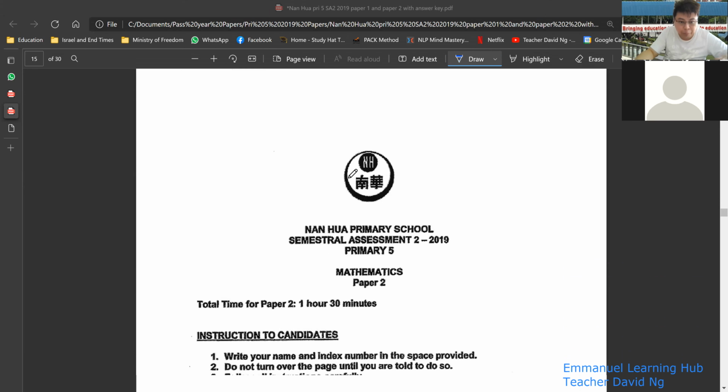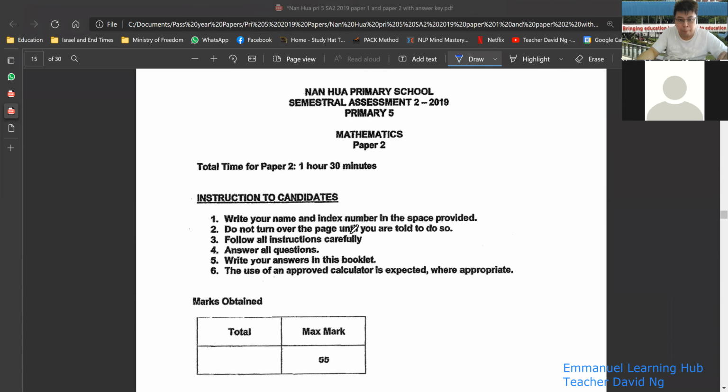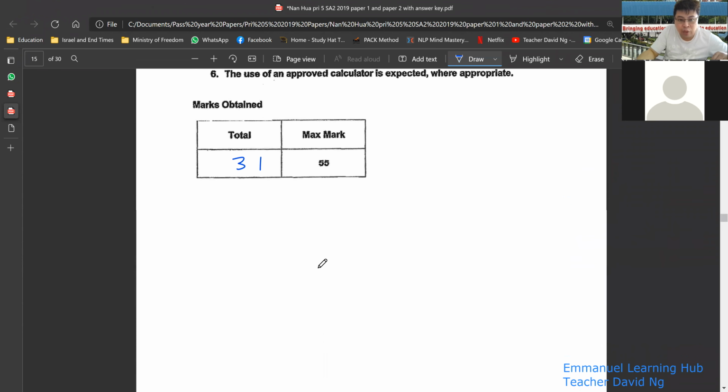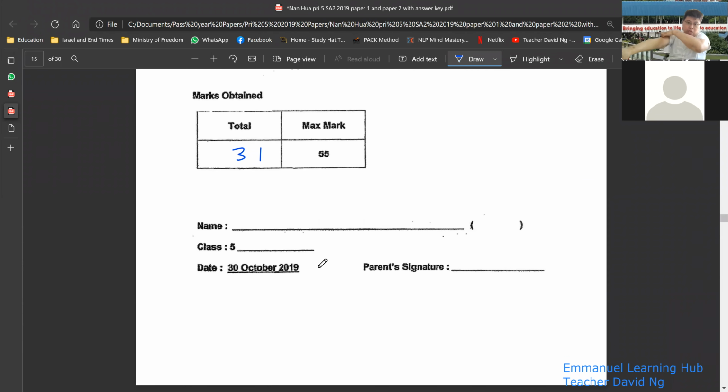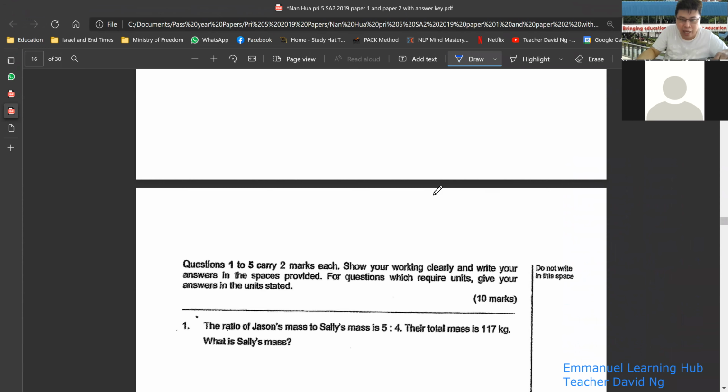And I hope to see your paper 2 improving by leaps and bounds over time. This one you got 31 out of 55. Okay, let's aim for 41 out of 55 first. How about that? The next paper, aim for 41 out of 55. That means an improvement of 10 marks.